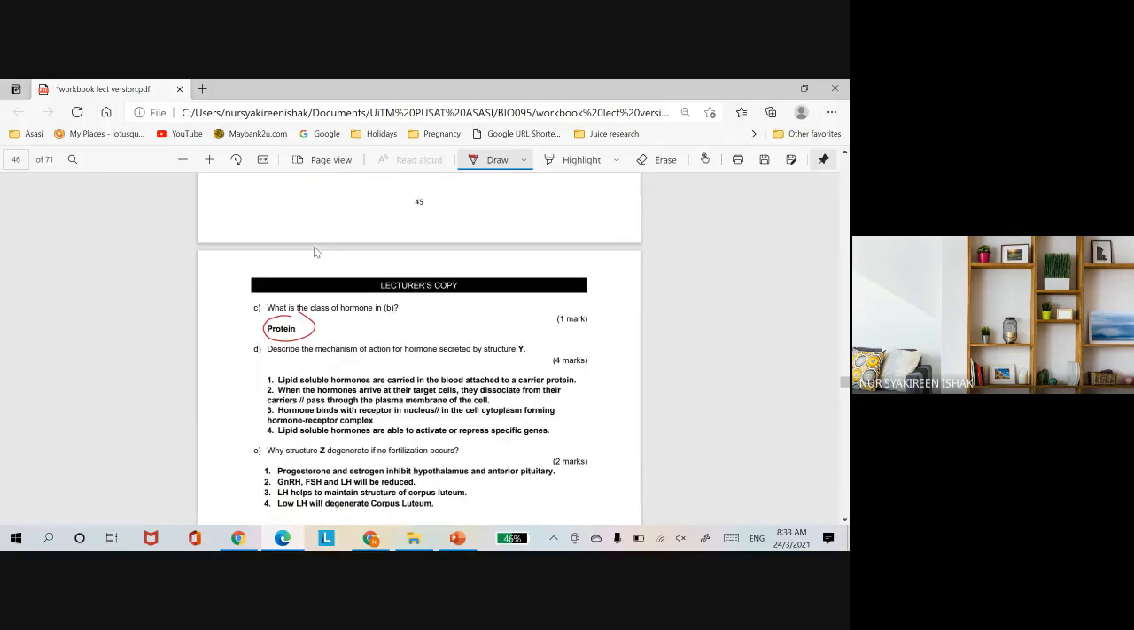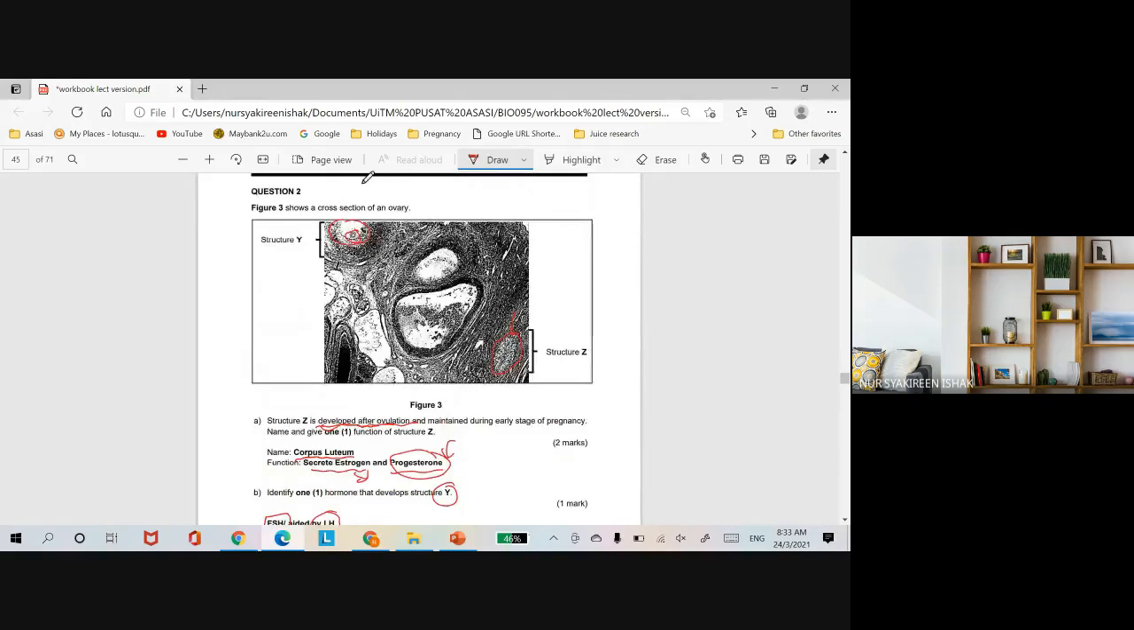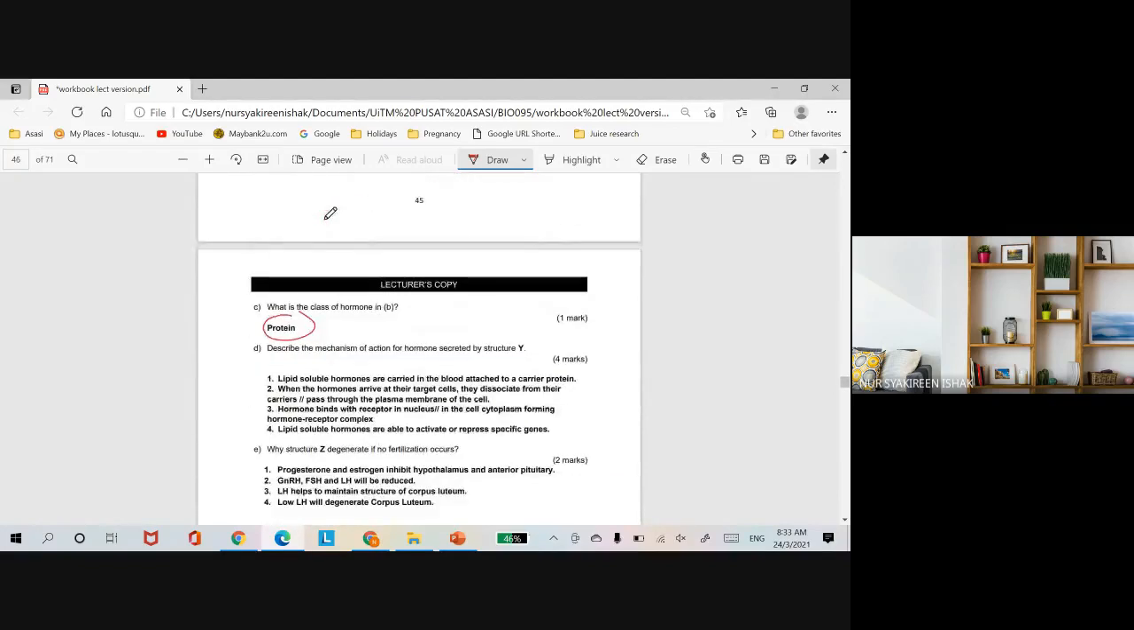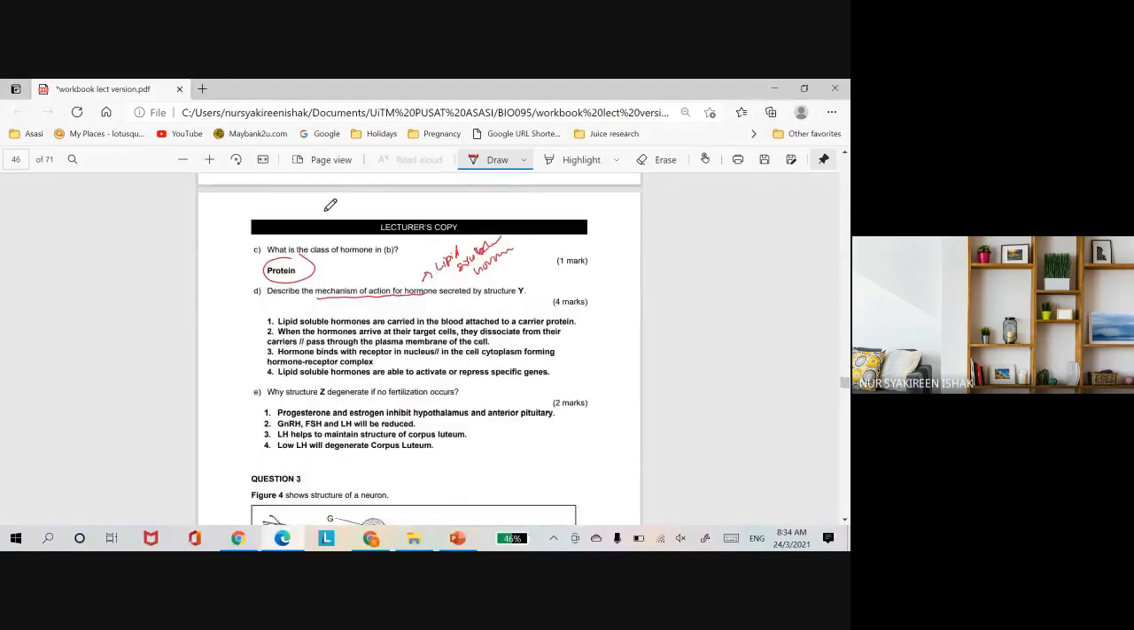Okay. So B. Describe the mechanism of action for hormones secreted by structure Y. Structure Y is the growing follicle, so structure Y secretes the hormone estrogen. Estrogen, as you know, is a steroid hormone. It is a sex hormone, so obviously it is a steroid hormone. So for this one, you have to give the mechanism of action for lipid soluble hormone. So yang tadilah. The hormone estrogen is produced and secreted by the ovary, but the target organ is the uterus.